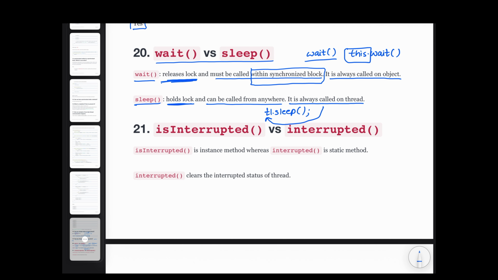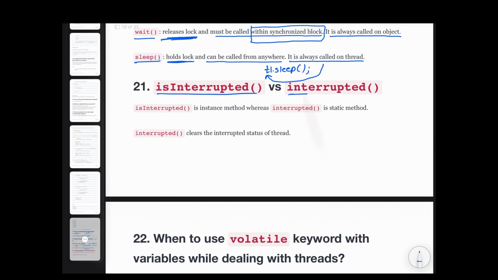Now the next question is isInterrupted versus interrupted method. isInterrupted is a boolean method that returns a boolean value telling whether the thread is interrupted or not. So it is an instance method, whereas interrupted is a static method. Since it is static, you will write it like this: Thread.interrupted.